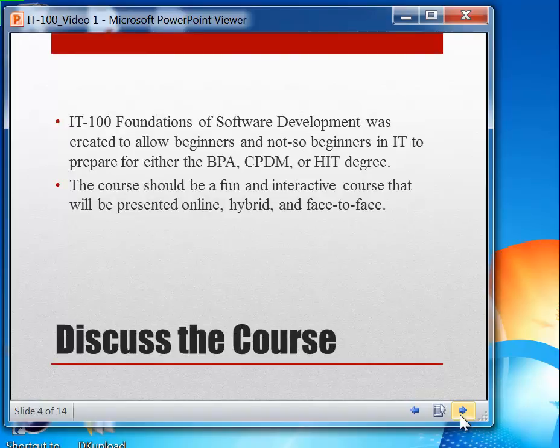Let's talk about the course for a little bit now. This is IT 100 Foundations of Software Development. It was created to help beginners and not so beginners alike to really get a foundation before walking into some of our more complete courses in regards to .NET programming, databases, and so on. This course was created to help those get started in this program and basically to succeed in this program.